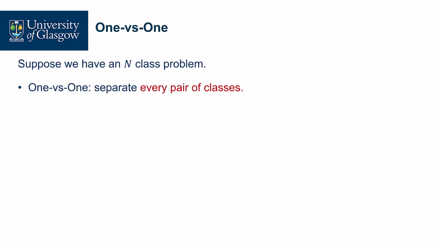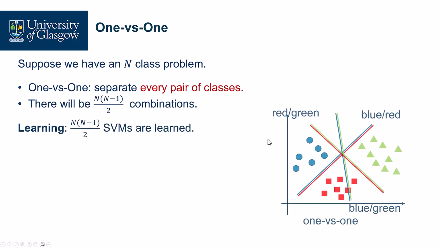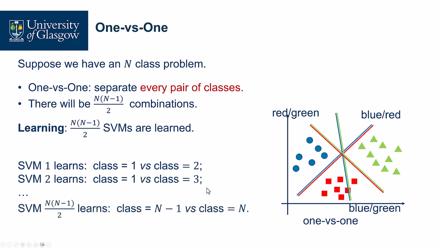Then we can look at one versus one. We still have the n-class problem. This time each time we separate every pair of classes, so this is a combination problem. We will train n times (n minus 1) divided by 2 SVMs. Each SVM separates one pair: the SVM for class 1 and class 2, class 1 and class 3, up to class 1 and class n, and the last one, class n minus 1 and class n. So we can divide all of them, right? Using this number of SVMs, how can we predict a new point?